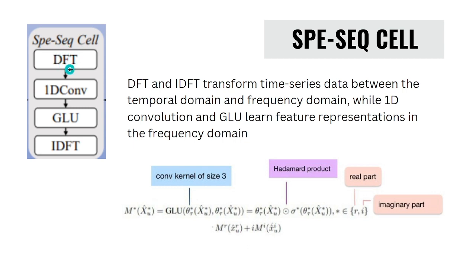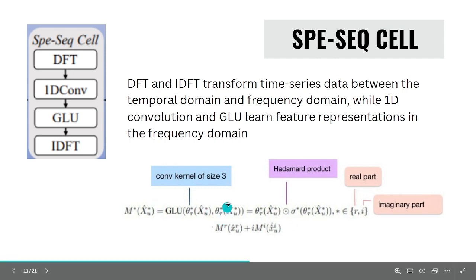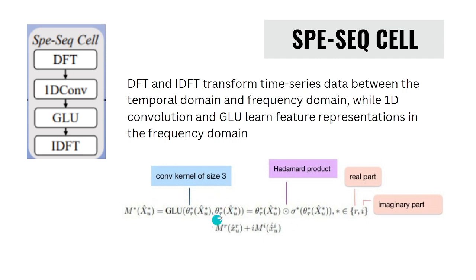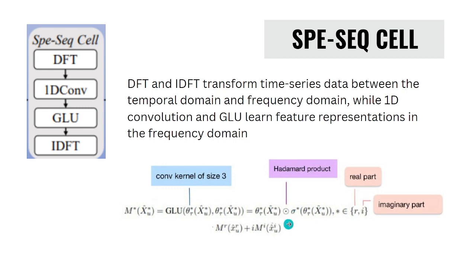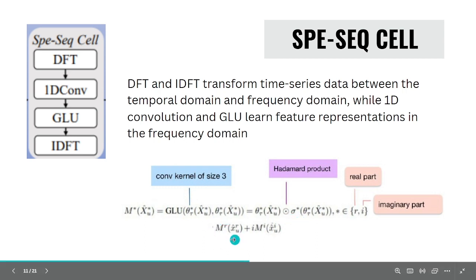After performing the discrete Fourier transform, the output is obtained in its real part and its imaginary part. The operation theta represents the kernel of the convolution layer, with size 3 in the experiments of the research paper. And this product here represents the Hadamard product, which is used in the gated linear unit layer. Finally, the results for the real part and the imaginary part can be combined to obtain the output of the spectral sequence cell. Then the inverse discrete Fourier transform can be performed to translate from the frequency domain back to the time series domain.